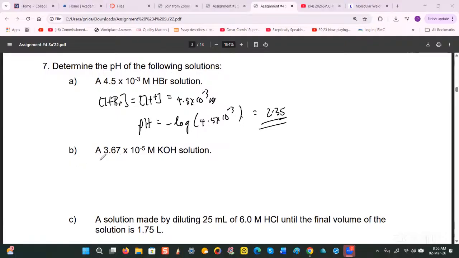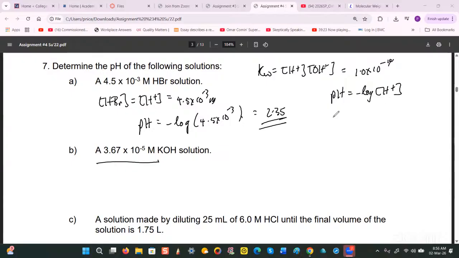Now for the B part, they're asking for the pH of this solution. By the way, this is something that was covered in the videos. Let me just remind you. Remember I said that Kw is equal to the concentration of H plus times the concentration of OH minus, which is equal to 1.0 times 10 to the minus 14. Now, the pH by definition is minus log of the concentration of H plus, and there's another term known as pOH, which is minus log of the concentration of OH minus.